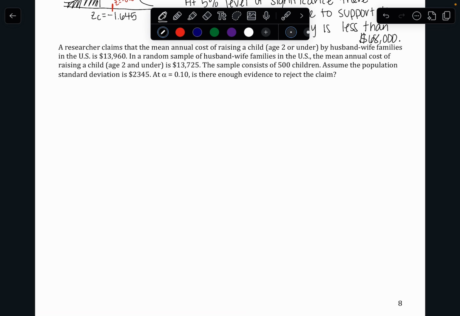So we're going to go through our same steps. First thing we need to check, do we know the population standard deviation? And we do. We know the population standard deviation is 2,345. Then we need to check the central limit theorem. So we need to check either our sample size. Here, n is 500, so we're good to move forward. I'm just going to write that down here, as well as our population standard deviation, sigma, is 2,345.